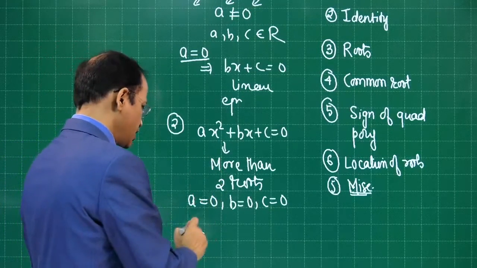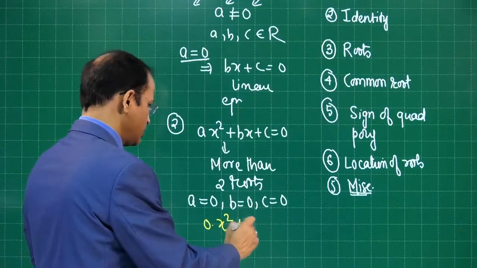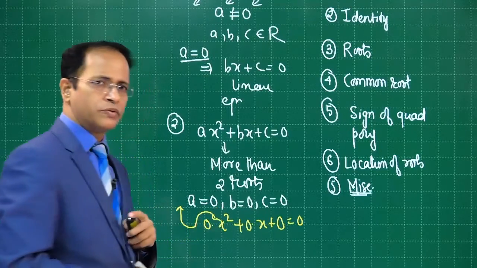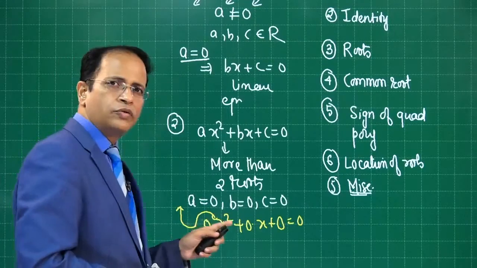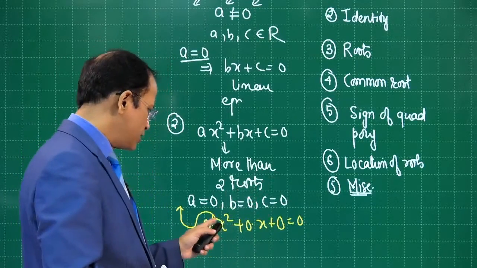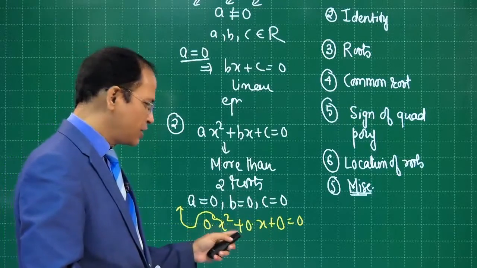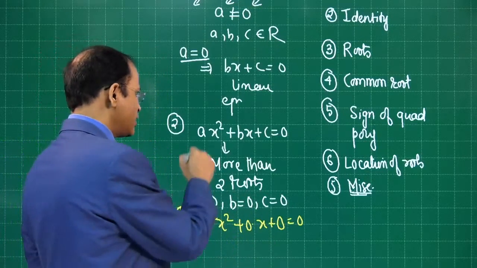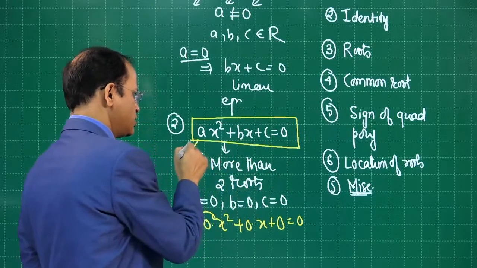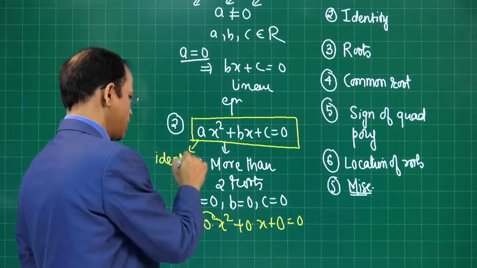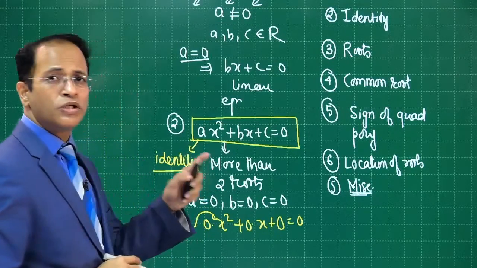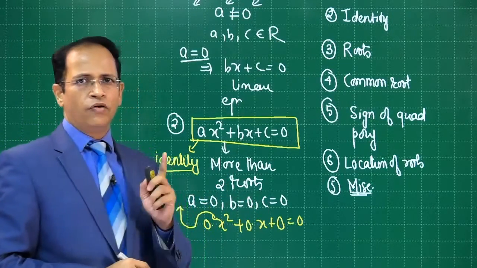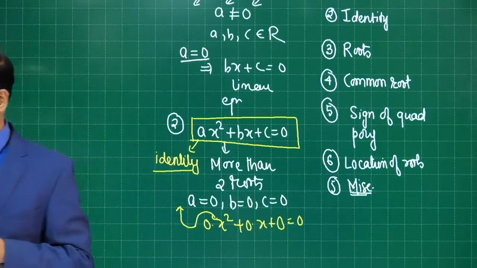That means, students, suppose we have been given 0 into x square, 0 into x plus 0 is equal to 0. Whatever x values we substitute, suppose x is equal to 1, so 0 into 1 square plus 0 into 1 plus 0 is equal to 0. If x is equal to 2, then also it becomes 0. If x is equal to 3, then also it is 0. If x is equal to 4, then also it is 0, right? So this is an identity, my dear student. It is an identity if it has more than two roots, and that is only possible when a is equal to b is equal to 0 and c is equal to 0. Hopefully this is clear to you.